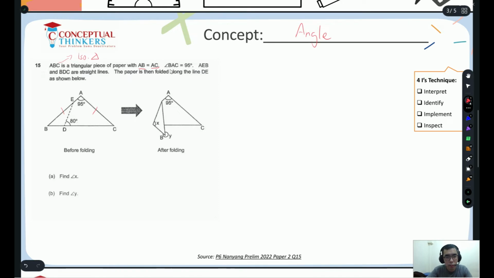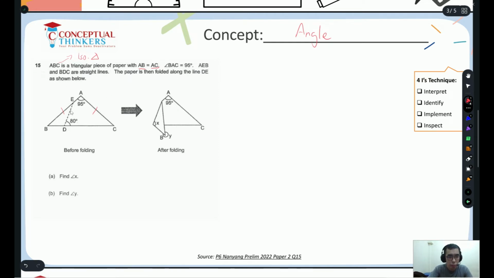Let's continue with the information given by the question. We have angle BAC equal to 95. Then we know that AEB and BDC are straight lines. They need to tell us that it's a straight line so that we can use certain properties like sum of angles at a point. If they never mention it, that doesn't mean AB will be a straight line, so it's very crucial information. Next, the paper is then folded along the line DE as shown below.